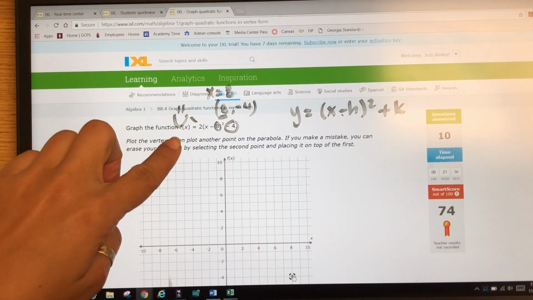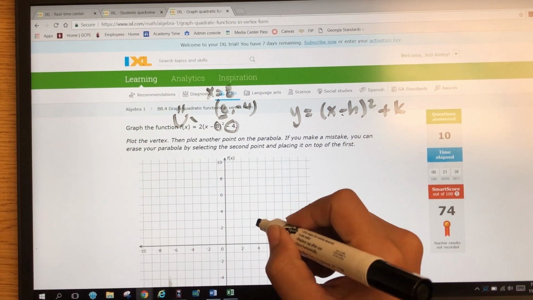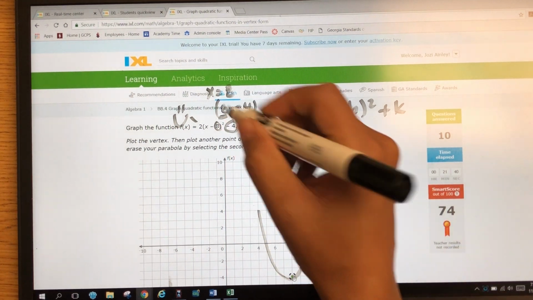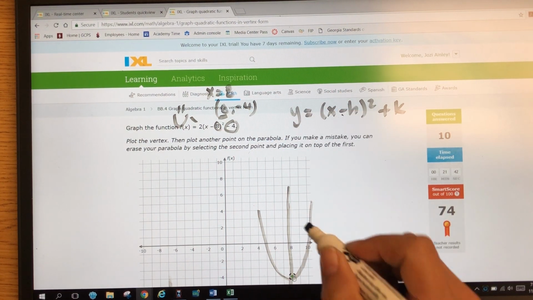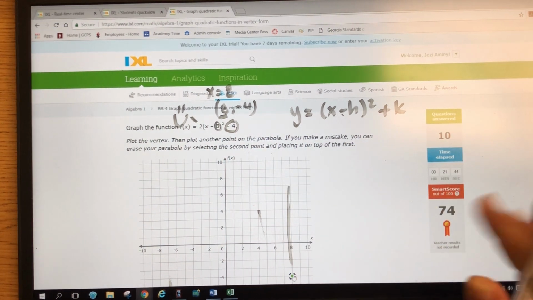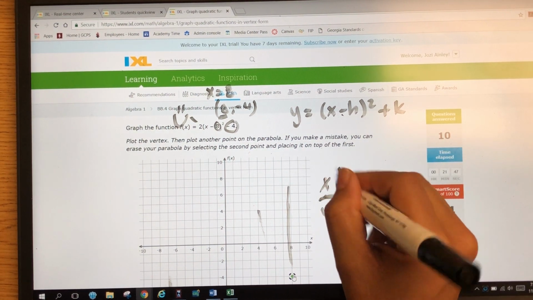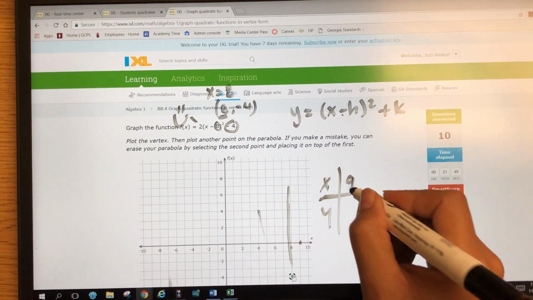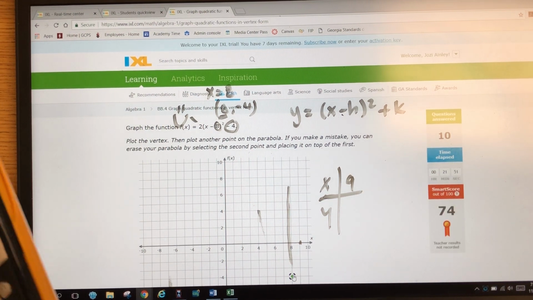And I know it's going up. Like it's upward, opens upwards, so it does that. And my axis of symmetry goes through x equals 8. And then I just pick a point. So x, y. So let's pick 9.